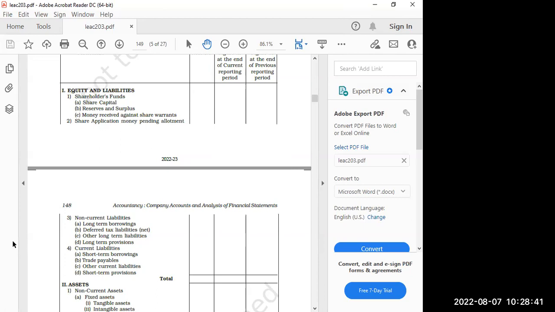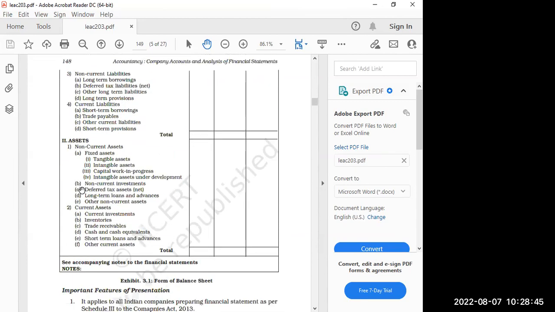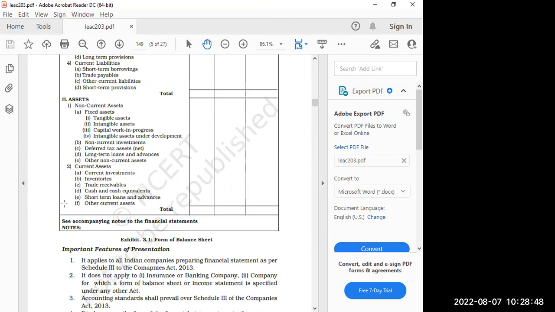Still you are referring to the trial balance and scanning it for the items of asset. Assets. Okay. Non-current asset and current asset. 2 headings are there. Non-current asset, which can be used for longer period. Example, land and building, machinery, plant, goodwill, patent, trademark, copyright, motor car, equipments, furniture, etc.